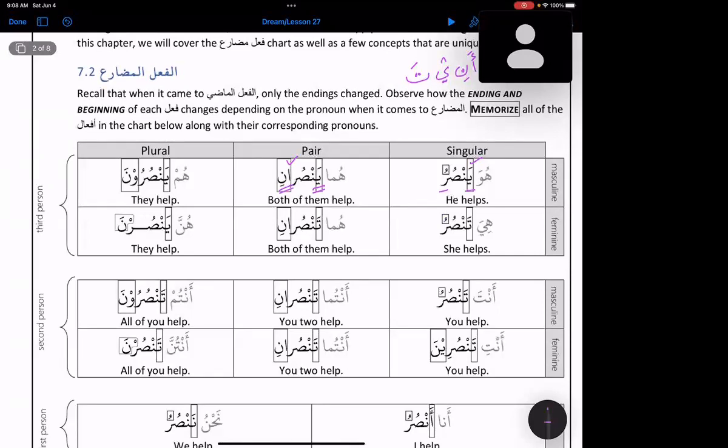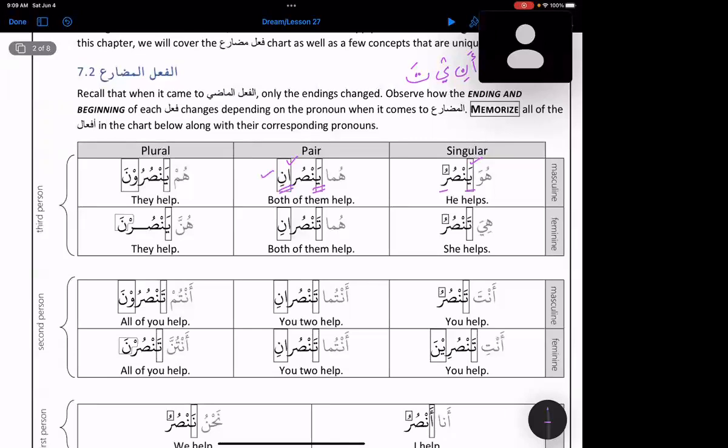Because fi'l mudari', unlike fi'l madi, can take a light or lightest version. So this is basically its default version. This is how fi'l mudari' should look, but sometimes, inshallah, soon we are going to learn that something happens to these fi'l and they are supposed to be light or lightest. So that is our later study, inshallah.